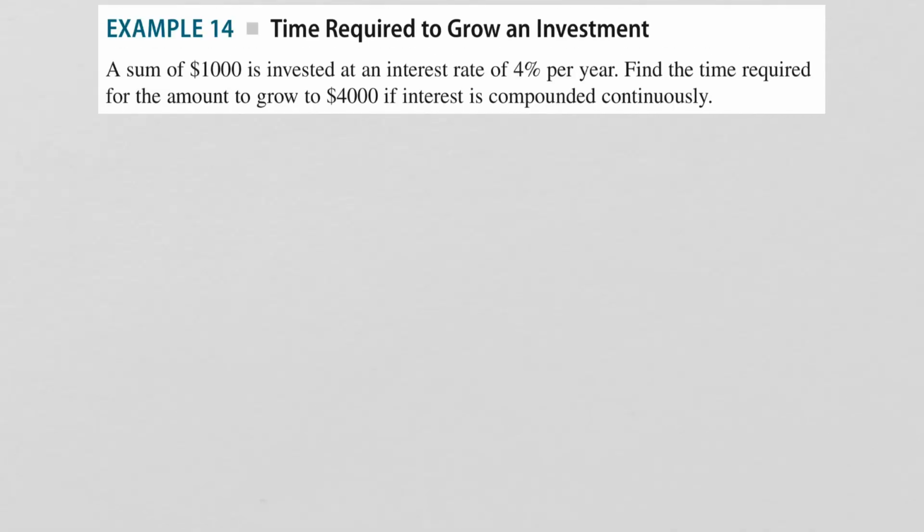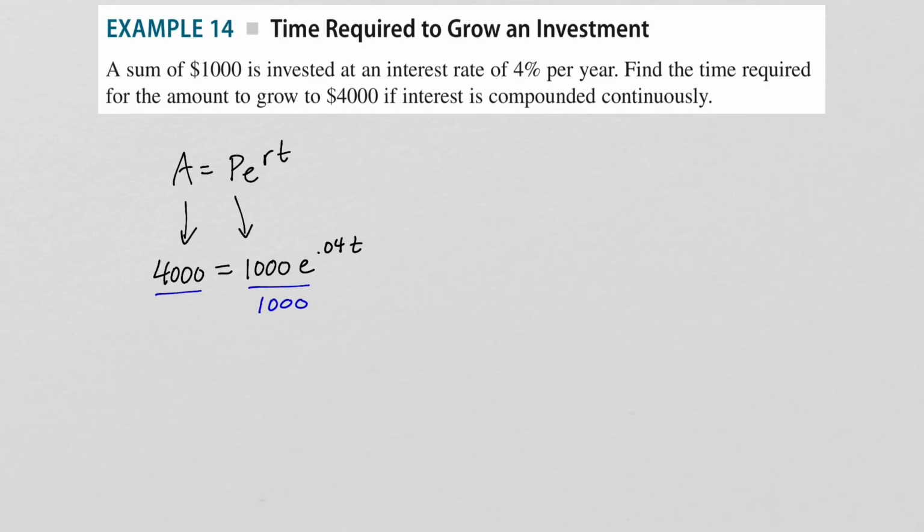And in our final example, we want to solve for the time required to grow an investment. So let's suppose a sum of $1,000 is invested at an interest rate of 4% per year. Find the time required for the amount to grow to $4,000 if interest is compounded continuously. All right, so once again, we know that our formula here is A equals P e to the rt. The amount of money we wish to have in the future is $4,000. The amount of money we have in the beginning is $1,000, and then e to the 0.04 times t. So we're just solving for t once again.